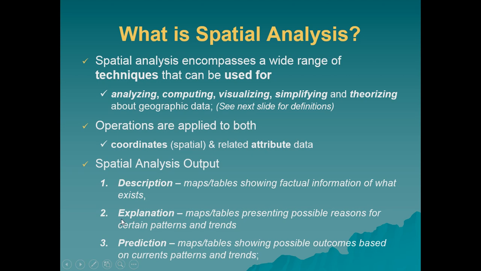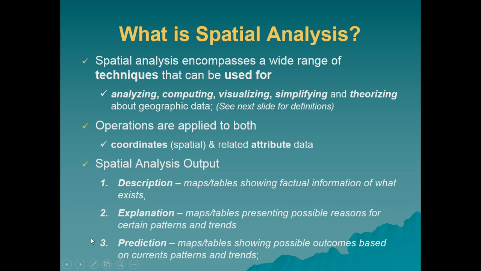Spatial analysis can also give explanation, so you can have explanatory maps. Again, in all cases, remember your results can be both maps or tables. So what do we mean by explanatory maps? The maps can present possible reasons for certain patterns and trends of different phenomena. For example, what conditions exist in this particular area that will encourage flooding. You might be looking at elevation below a certain height. You might be looking for certain soil types. So maps showing that kind of information can actually explain why flooding occurs in an area.